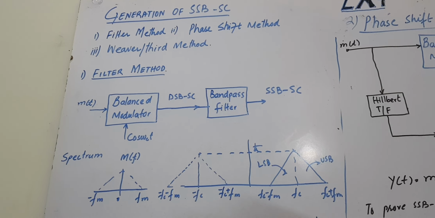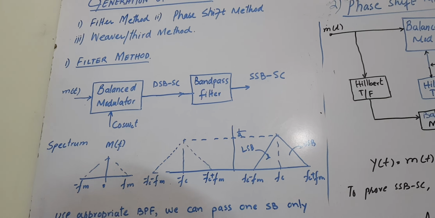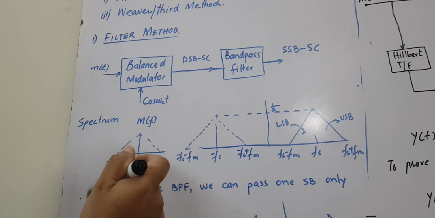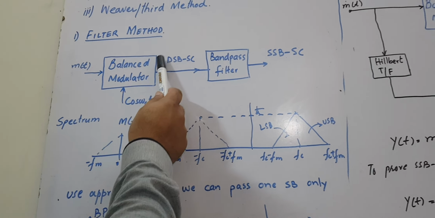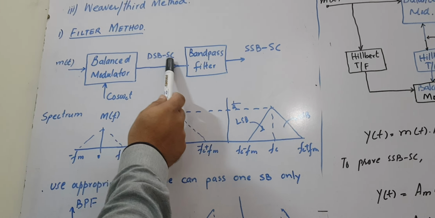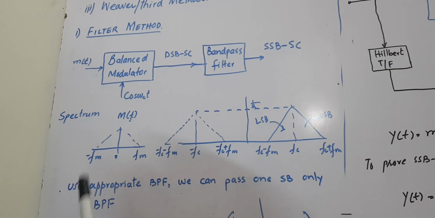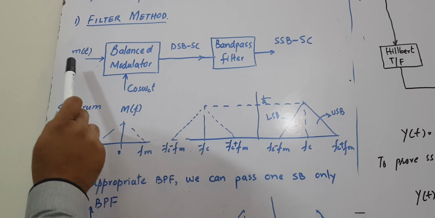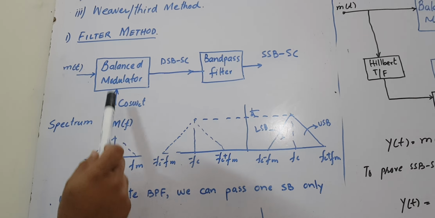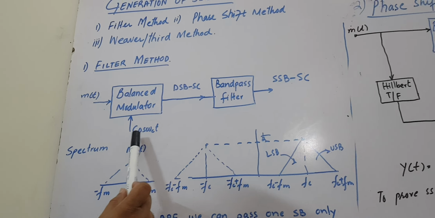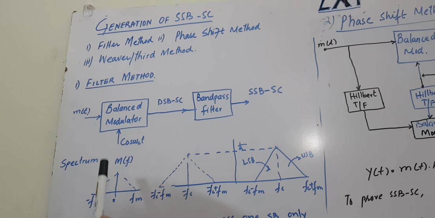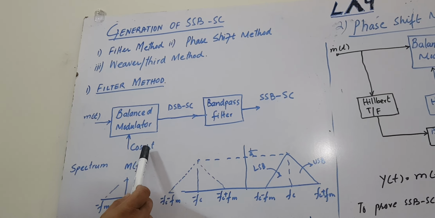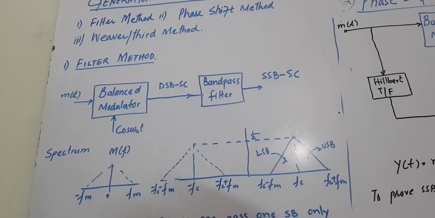As the name suggests, in the filter method we have to design an appropriate band pass filter which can pass only a single sideband from the generated double sideband suppressed carrier signal. That is the block diagram of the filter method. The first block is the balanced modulator, which is of course synchronous, so you have a carrier signal cos omega_c t. You can write A_c, no problem.